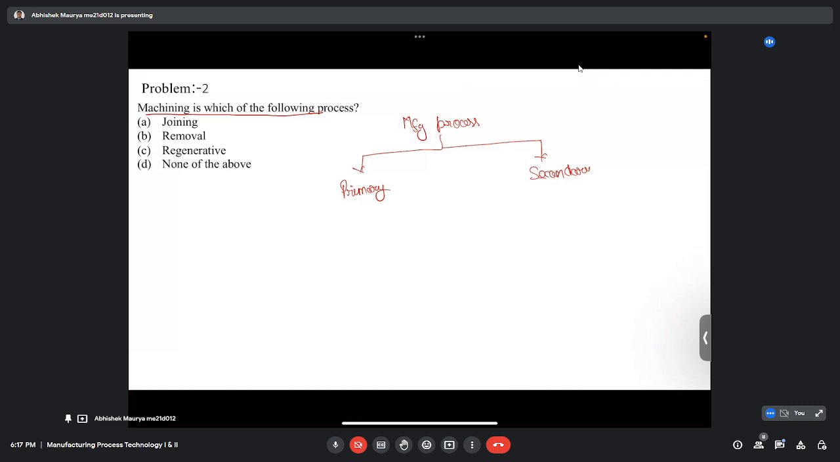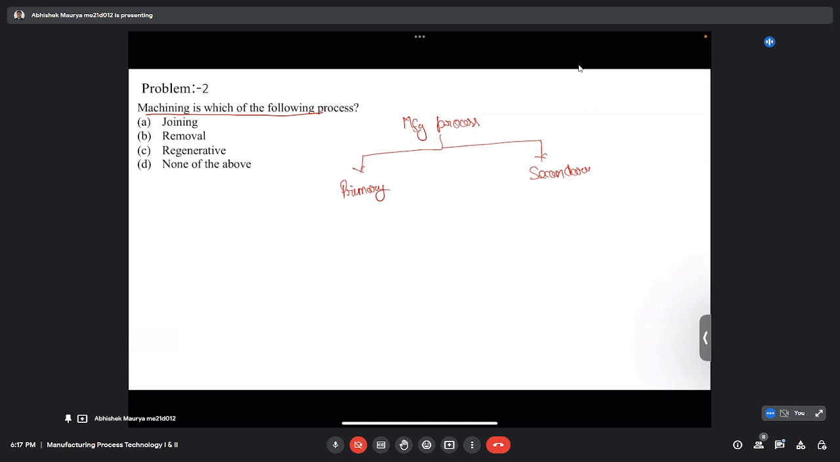So why are we manufacturing a component? We are trying to manufacture the component in order to increase some value, so that it could perform some function. And in primary manufacturing processes, we try to achieve the major shape of the component. So what are the examples of primary manufacturing processes?